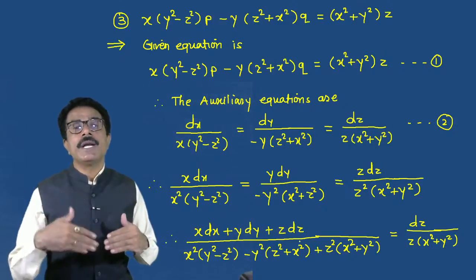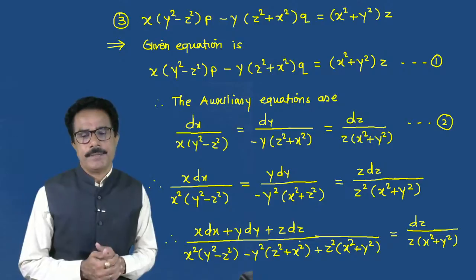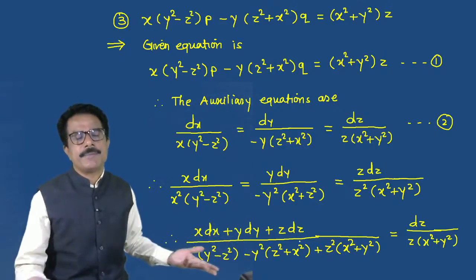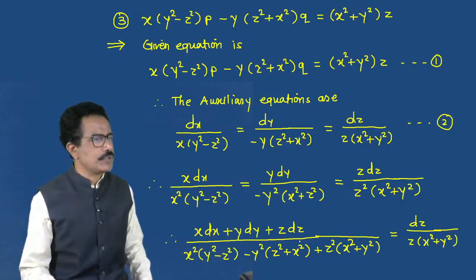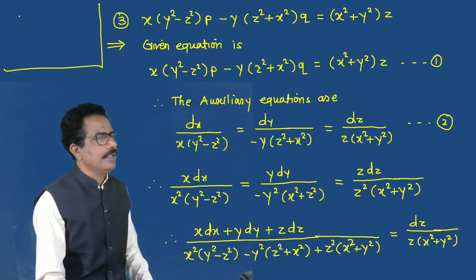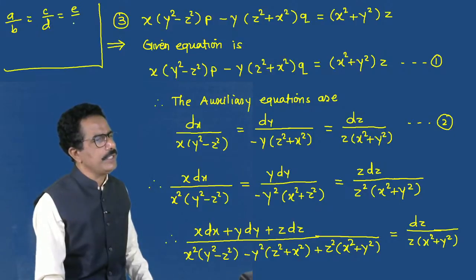Now by the equal ratio test, you know, we can add or subtract those terms. According to the property, suppose a divided by b equals c divided by d equals e divided by f.